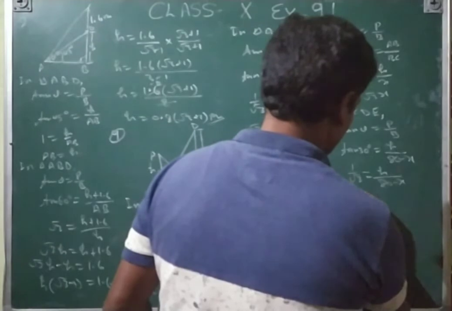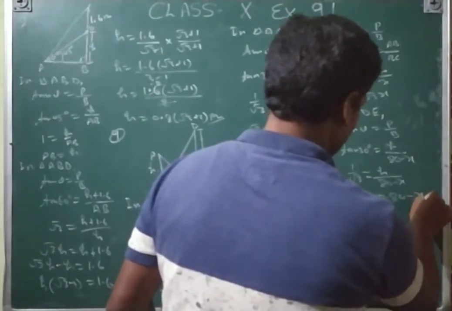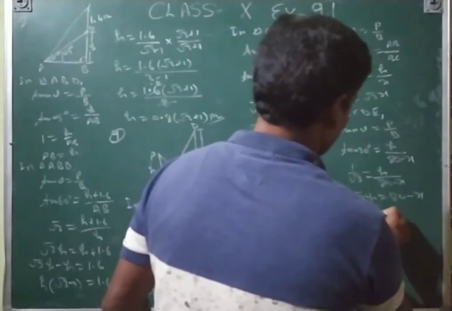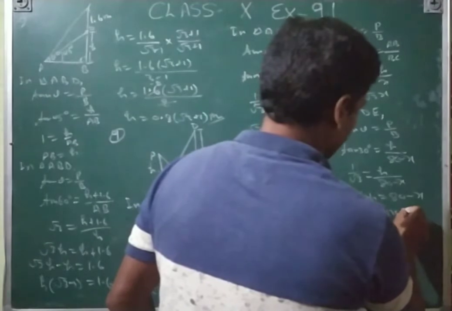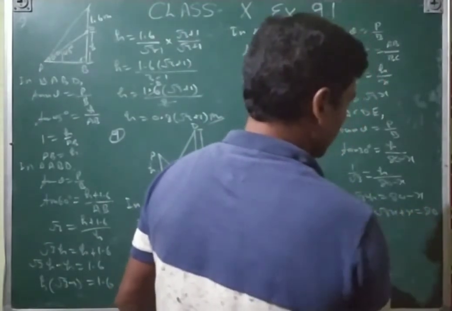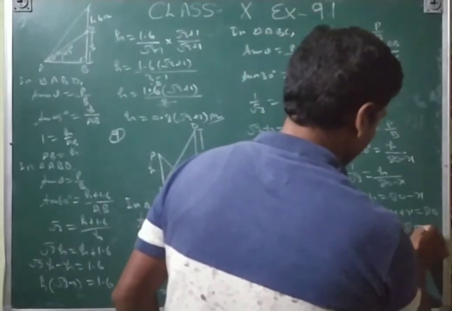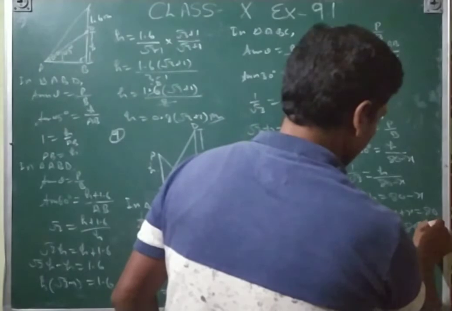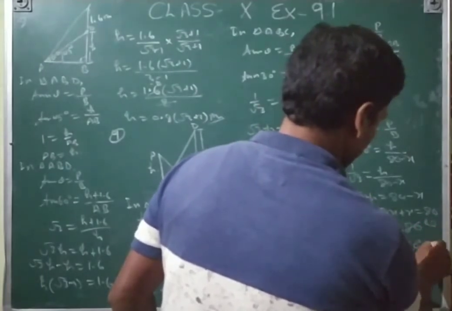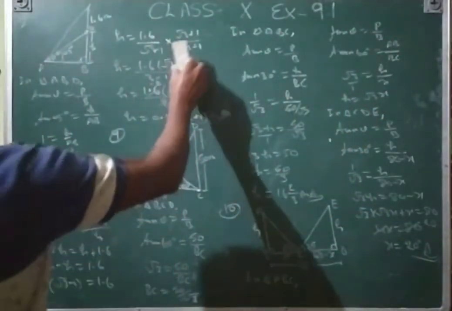So that will be root 3 h is equal to 80 minus x. So the h value we have already found here. Root 3 multiplied by root 3 x plus x is equal to 80. The multiplication of that will be 3 plus 1, 4. 4x is equal to 80. So 4 twos are 20. So x is equal to 20 meter. The first distance is 20 meter.